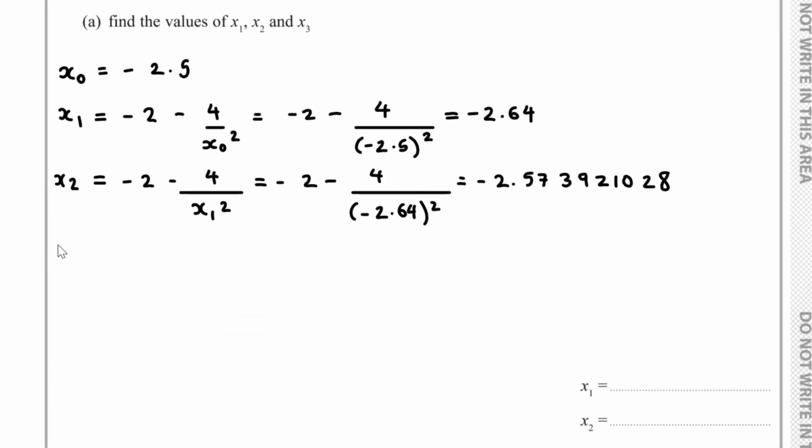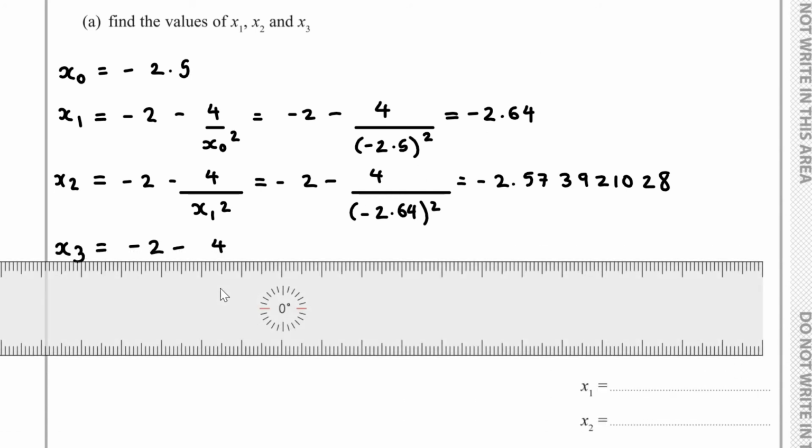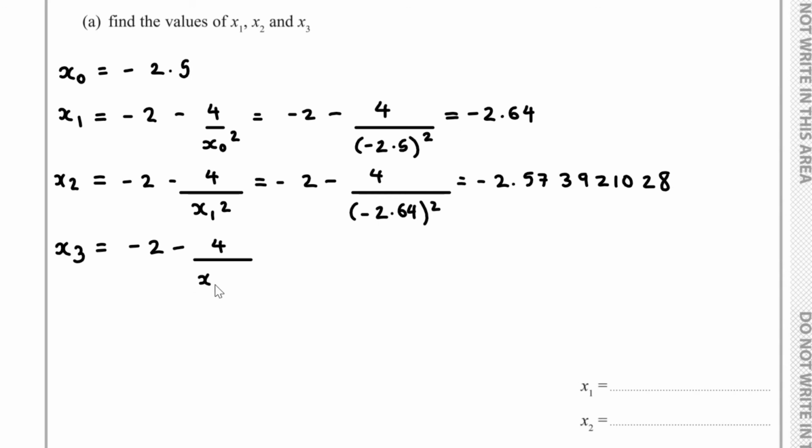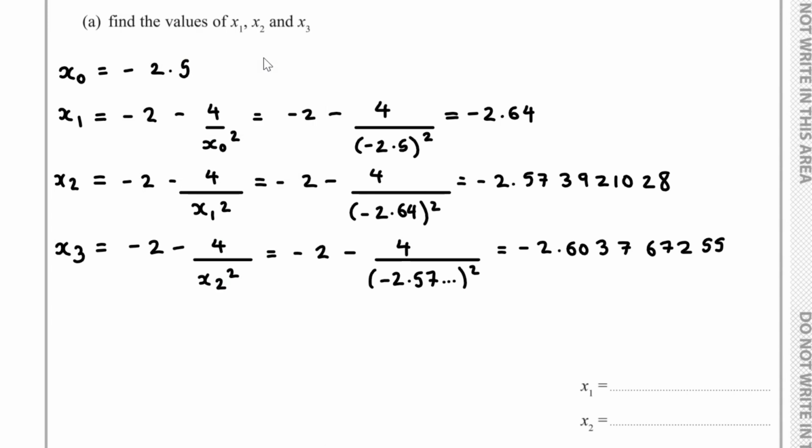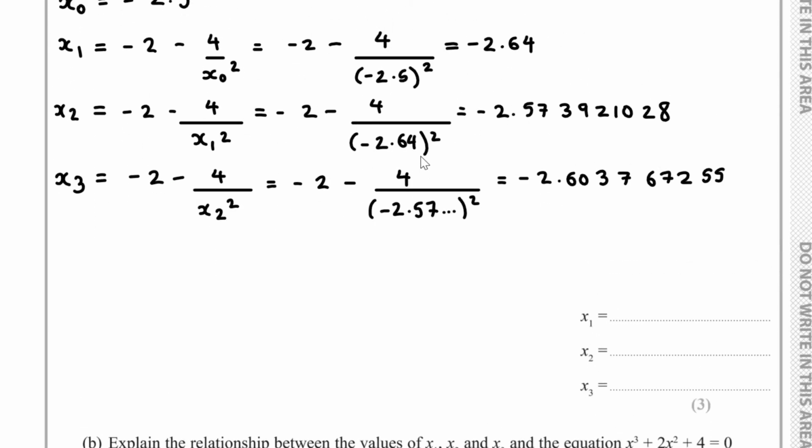And x3, that's equal to minus 2 minus 4 over x2 squared. So we've got minus 2 minus 4 over minus 2.57 etc. squared. So working this out, we get minus 2.603767.255. So now that we've got all our values for x1 and x2 and x3, we can simply just copy these down. So here are our values of x1, x2 and x3.